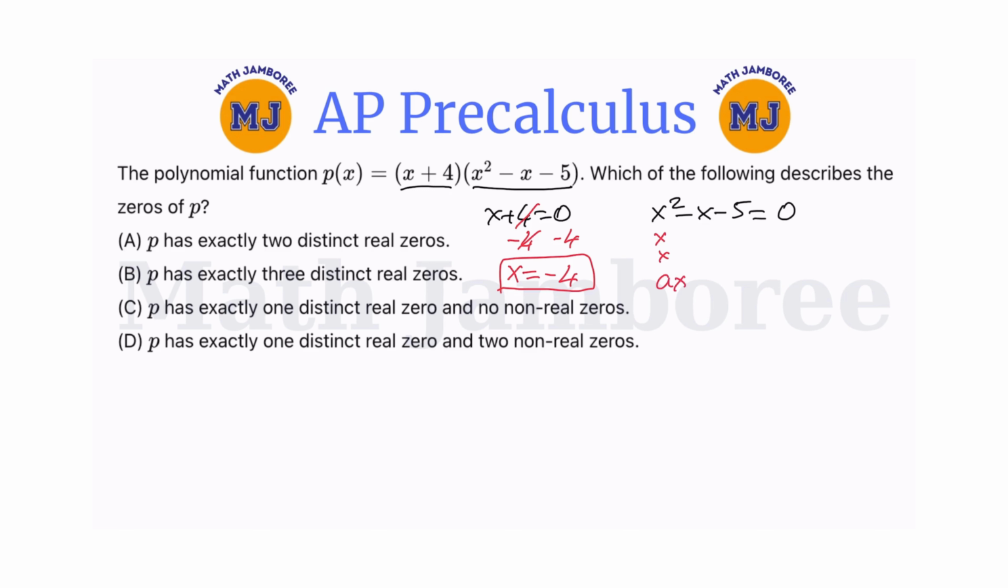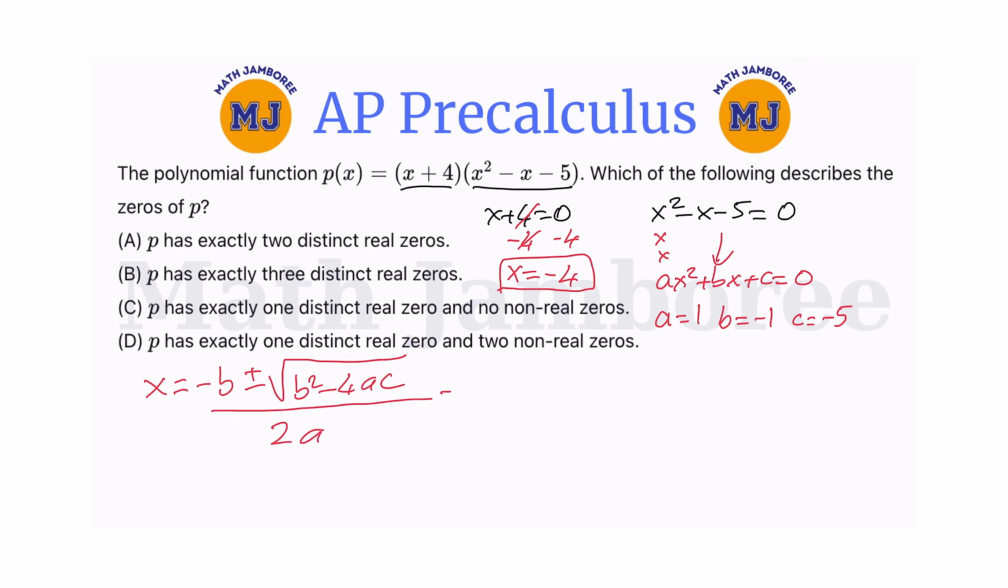So remember, in the form ax² + bx + c = 0, the number in front of the x² is the a. Based on our equation, the a value will be the number in front of the x², which is positive 1. b is negative 1, and c is negative 5. So we're going to use the quadratic formula to solve this equation. The quadratic formula is again x = (-b ± √(b² - 4ac)) / 2a.